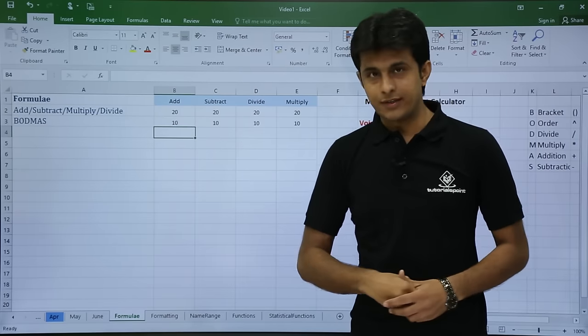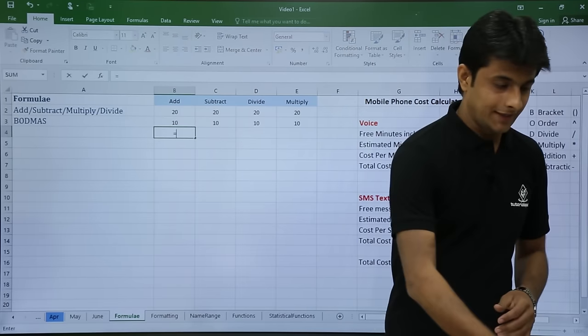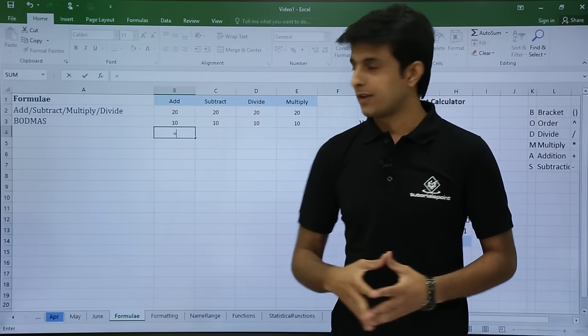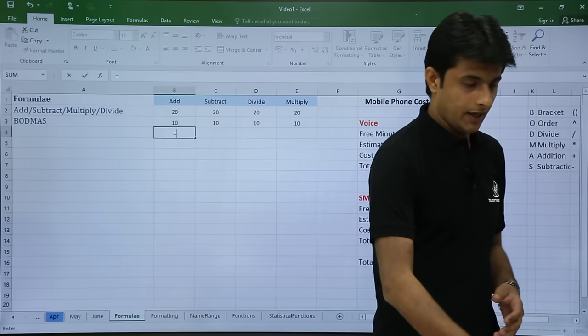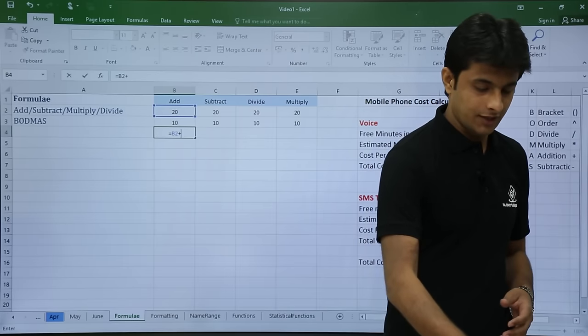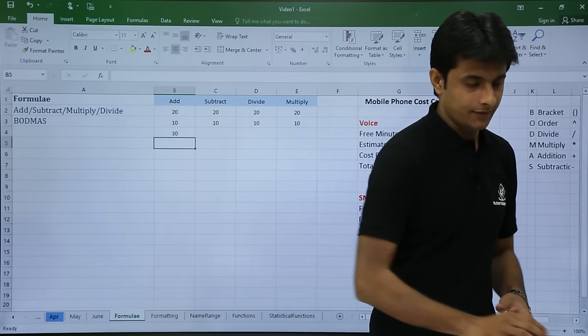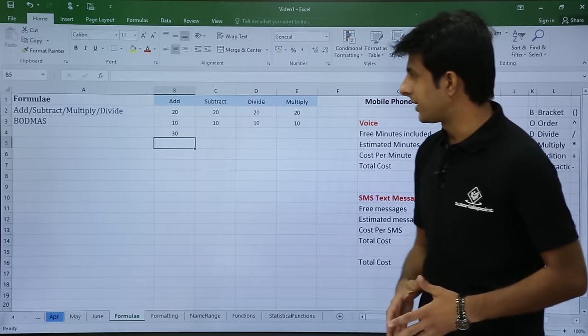So I'll keep my cursor here for addition. I'll press equal to. Any formula, any function, starts with an equal to sign. So I'll just type here equal to. I'll use my arrow key, first cell plus second cell. For addition, I'll use this operator as plus, enter. So I got the answer as 30, which is simple and basic.